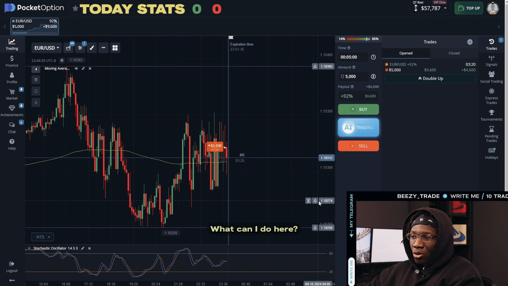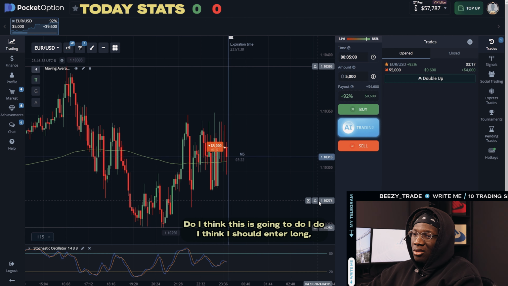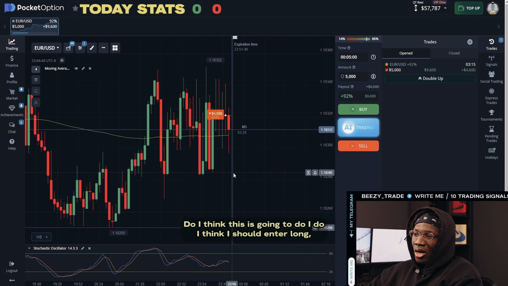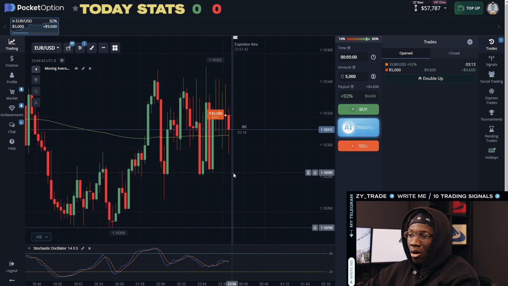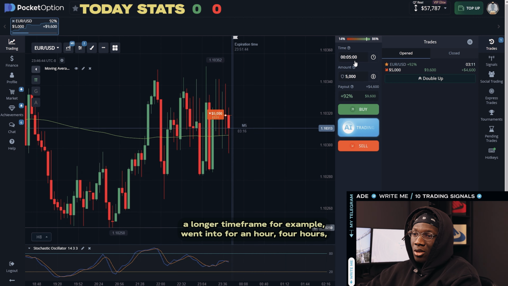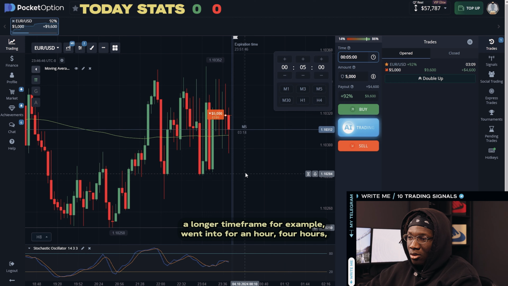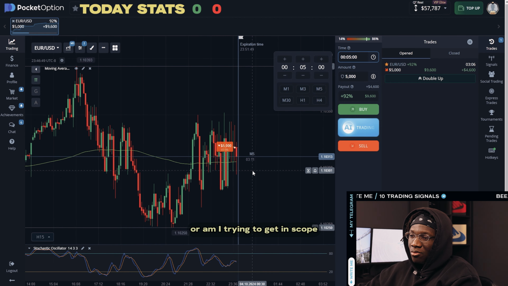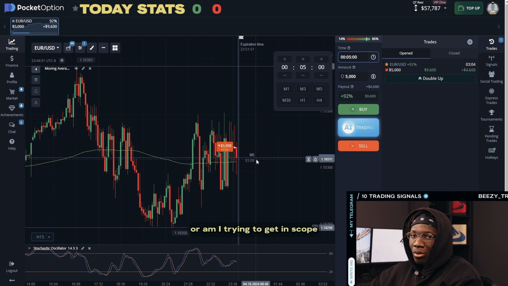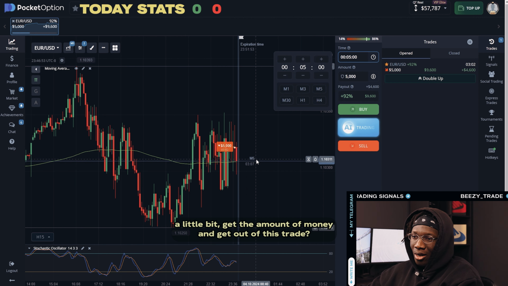what can I do here? What trades will be profitable? Do I think I should enter long on longer time frames, for example, if you want to enter for an hour or 4 hours, or am I trying to get in, scalp a little bit, get the amount of money and get out of this trade?